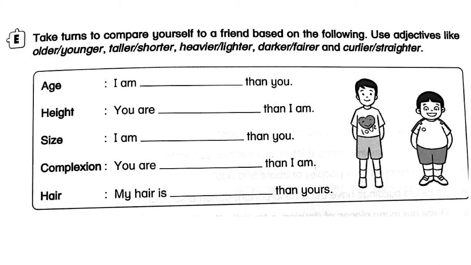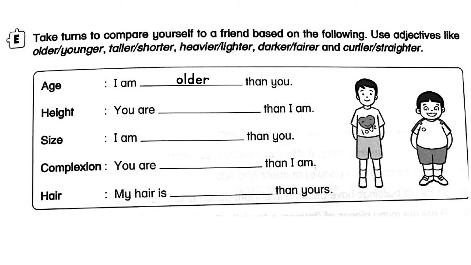Okay, E. Take turns to compare yourself to a friend based on the following. Use adjectives like younger, older, taller, shorter, heavier, lighter, darker, fairer, and curlier or straighter. Since you are not in the school, you might choose your sibling or your parents to make the comparison. For example, compare yourself with your brother. For age, are you younger or are you older than your brother or sister? If you are younger, you have to say I am younger. If you are older, you have to write I am older than the one that you compare with.